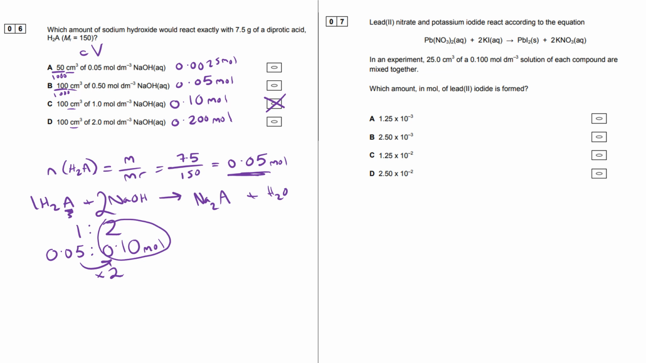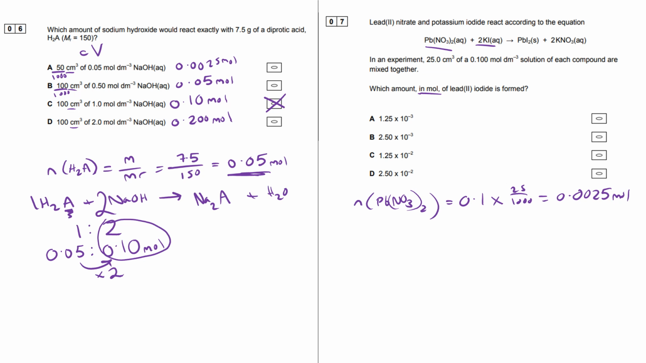Question number 7. Lead nitrate and potassium iodide react according to the equation. So again, this is a chemical calculations question. Which amount in moles of lead iodide is formed? So you're given the volume and concentration of lead nitrate and potassium iodide. So let's work out the moles of each solution. Concentration times by volume, concentration is 0.1, volume is 25 over 1000. So that gives us moles of 0.0025.